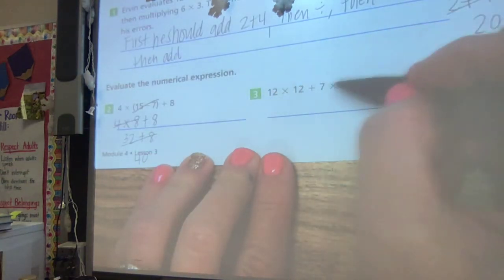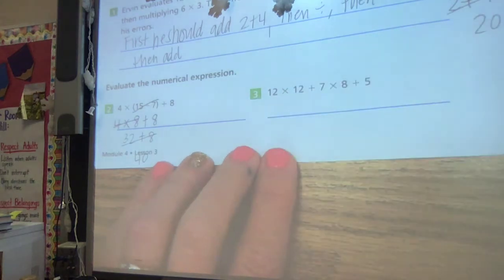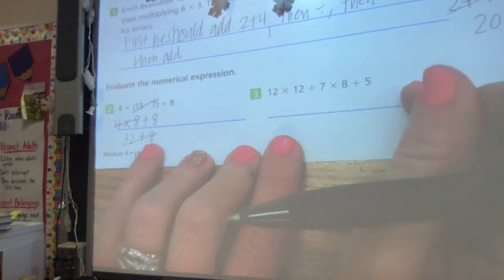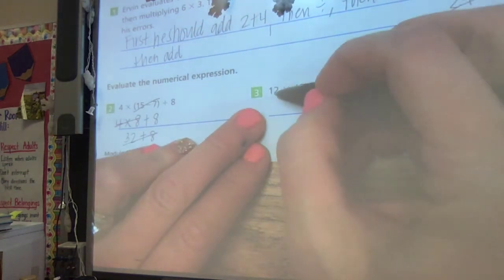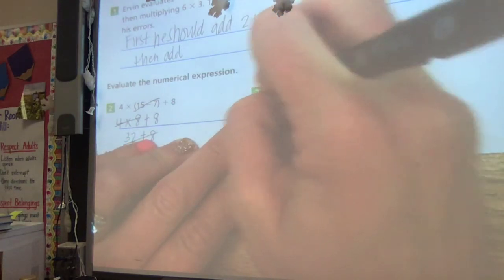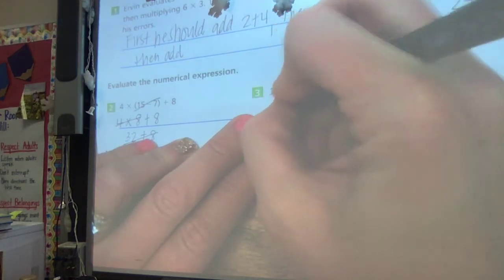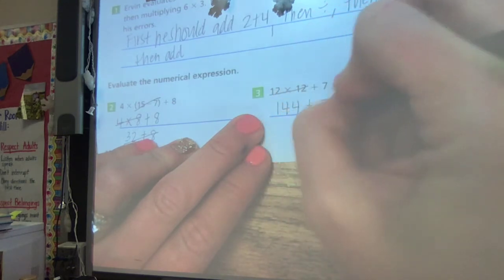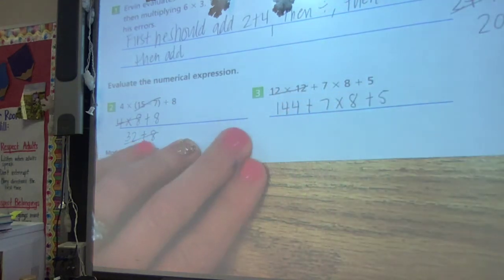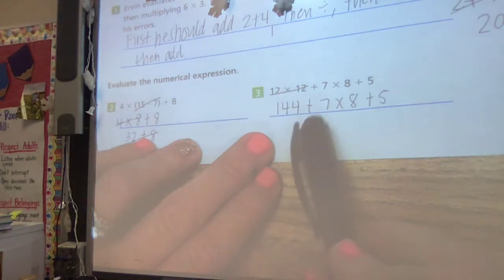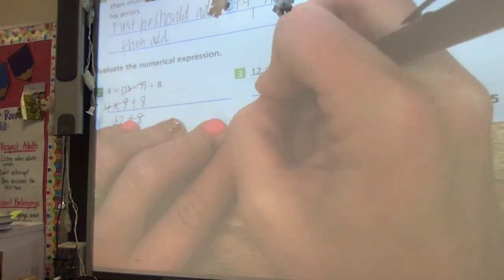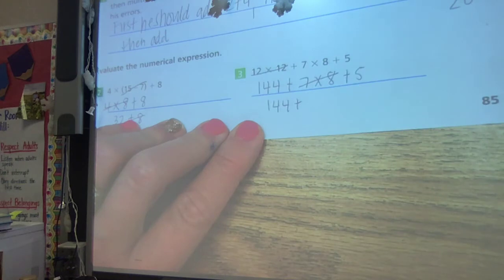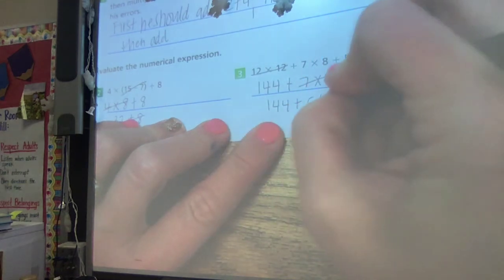And the last one we're going to do together, we see 12 times 12 plus 7 times 8 plus 5. Shoo! There are no parentheses, so I'm going to multiply or divide from left to right. So the first place I see multiplying is here, so I'm going to mark that out. And I know that 12 times 12 is 144 plus 7 times 8 plus 5. Rewrite what's left. So now what should I do? I have adding, multiplying, and adding. I know I should multiply, so rewrite what's left. 144 plus 7 times 8 I know is 56 plus 5.